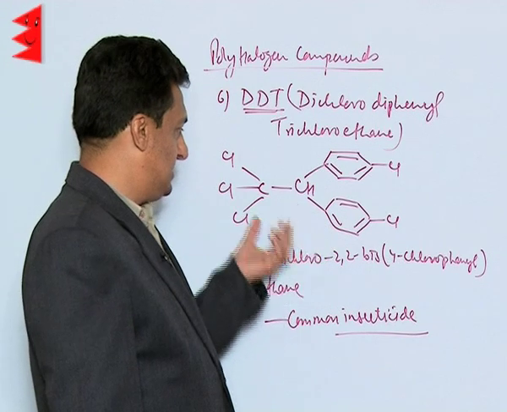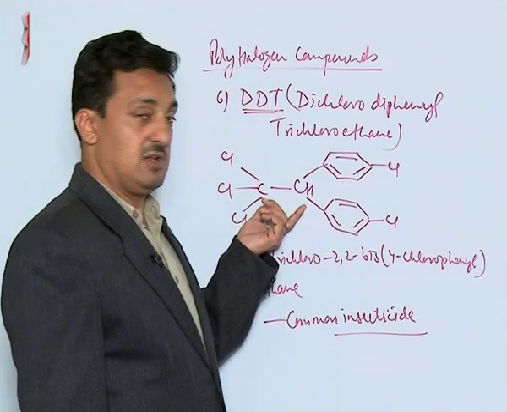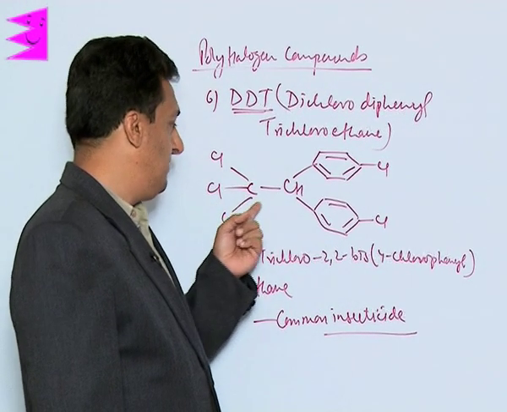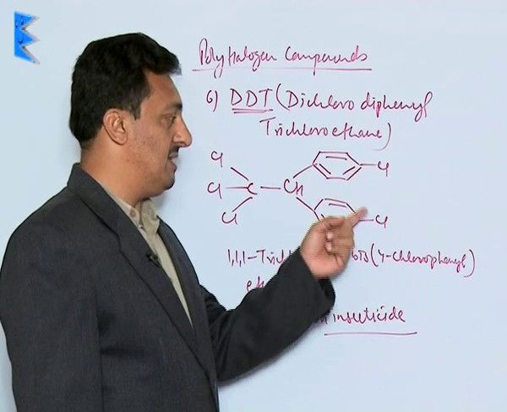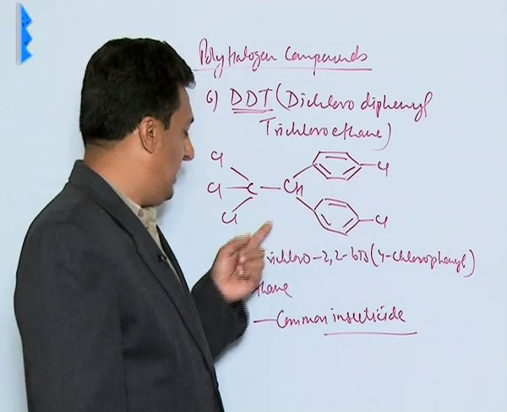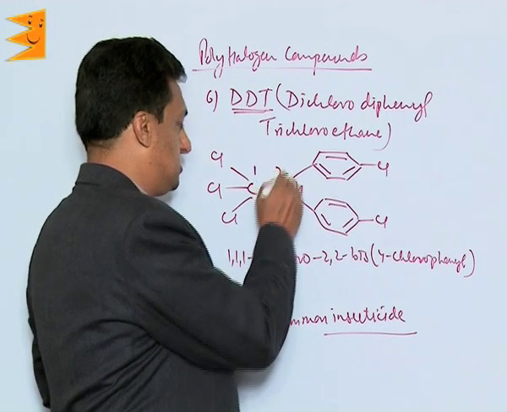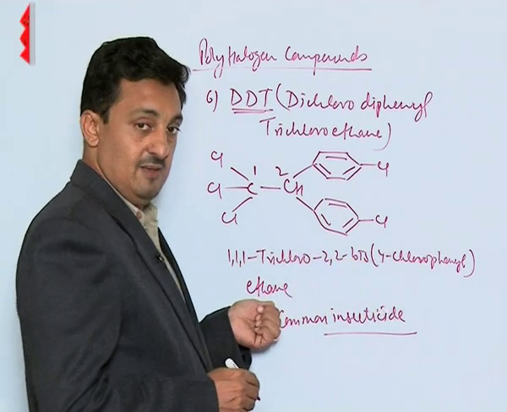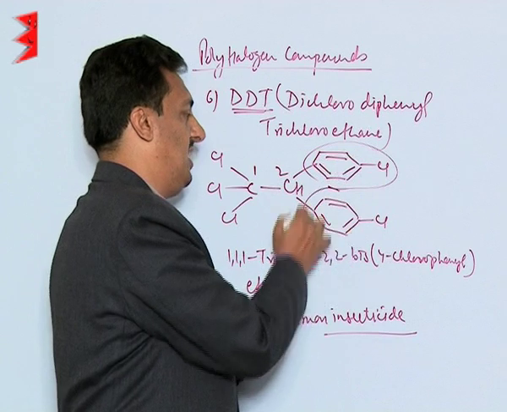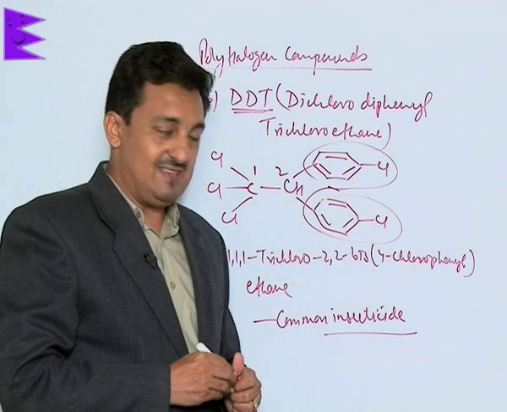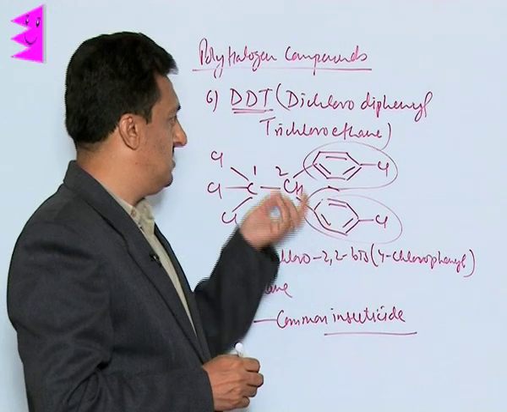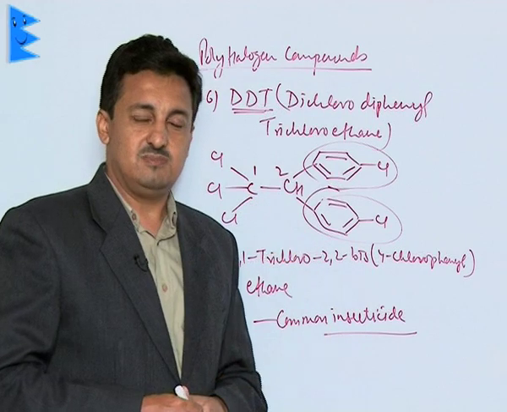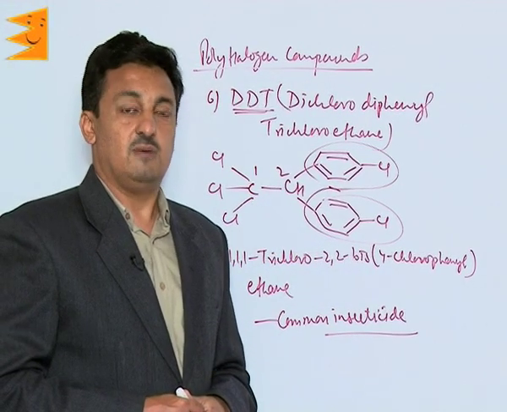But what is it chemically? It is prepared from chloral by reaction with chlorobenzene. It is a 2-carbon compound, ethane, with 3 chlorines on 1 carbon, and 2 phenyl groups with chlorine at the para positions on the 2nd carbon. Its IUPAC name is 1,1,1-trichloro-2,2-bis(4-chlorophenyl)ethane, because we have these 2 bulky groups. It's a very common insecticide, and because of this structure, we usually call it DDT, dichloro-diphenyl trichloroethane. So this is the total of the polyhalogen compounds.